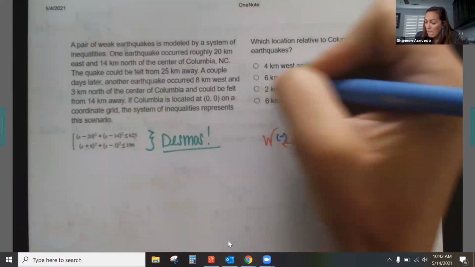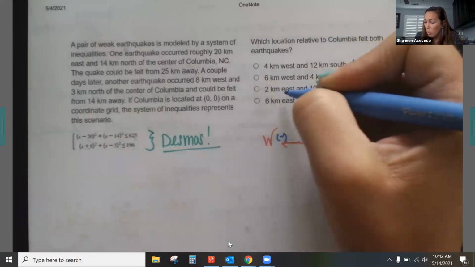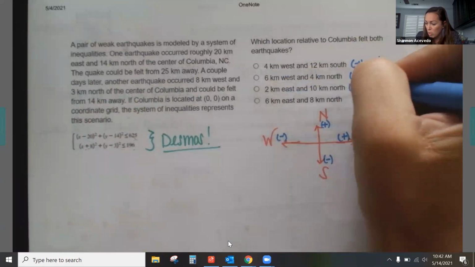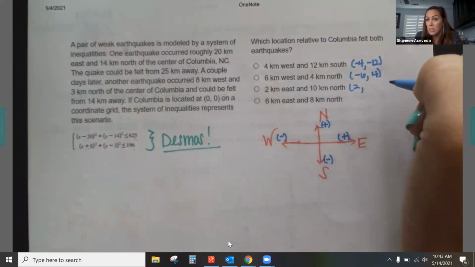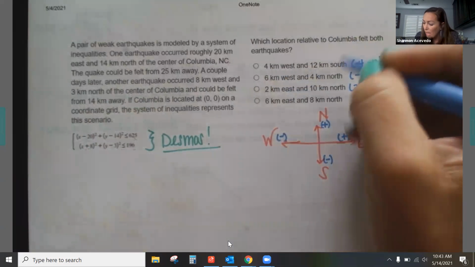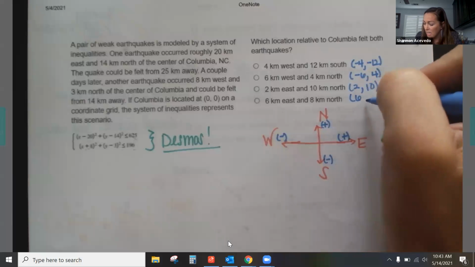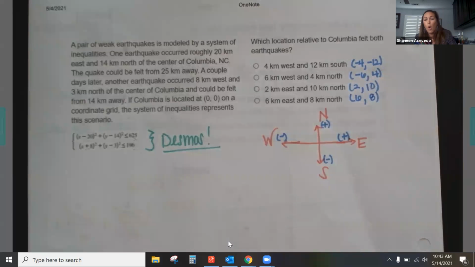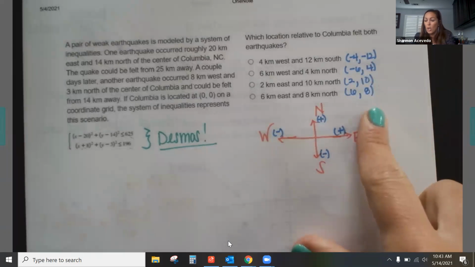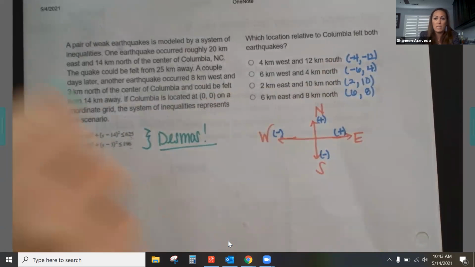So this would be -6, and north would be a +4. If I'm going east, it's positive. So I go 2 east is +2, and 10 north is +10. And here, if I go 6 east, I'm going +6, and I go 8 north, that's going to be a +8. So all I'm looking for are going to be these coordinates. I want one of these to be a solution for this system here.